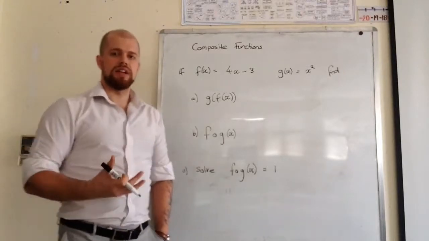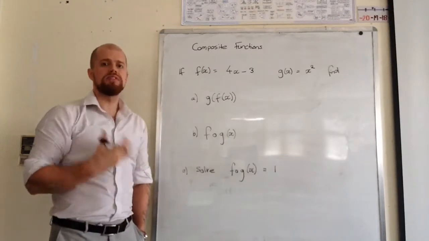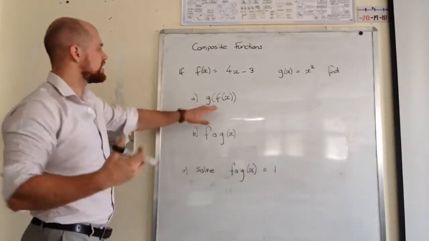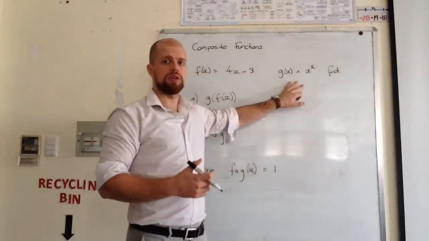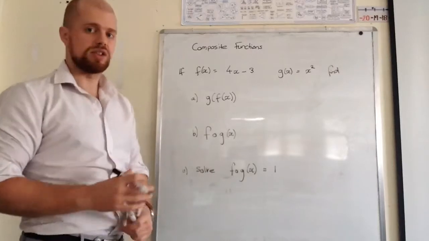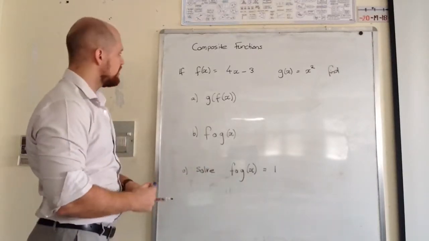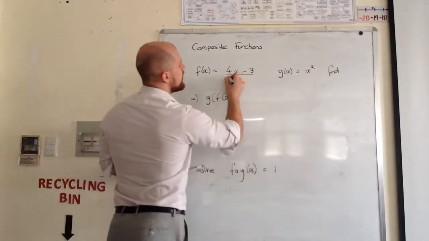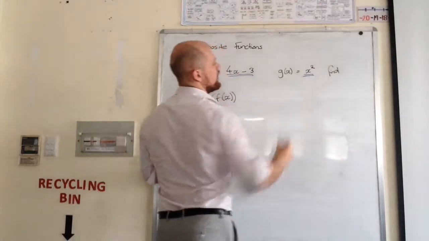In this second video on functions, we're going to be looking at composite functions. A composite function is a single function that's comprised of two separate functions. The only thing that's really difficult is getting your head around the notation, and there are different notations that you can see. Now, I have f of x being 4x minus 3, and g of x being x squared.